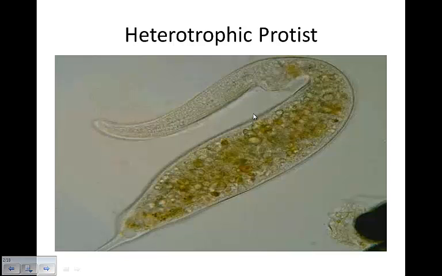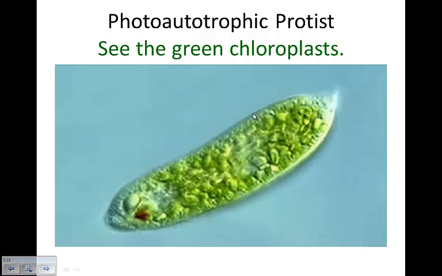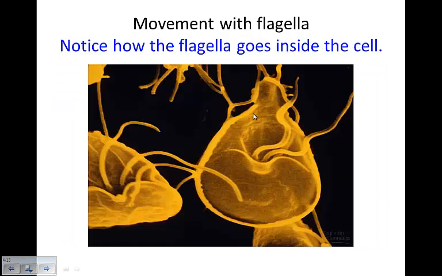So you can have heterotrophic protists that feed on other organisms. This includes the animal-like protists, the protozoa or zooplankton. It also includes the fungus-like protists. We can have photoautotrophs, photosynthesizers, and these are the plant-like protists. These are the algae and the phytoplankton. You can see obviously the green chloroplast in there for the photosynthesis. We can also have mixotrophs, and they can obtain their energy either way. Thus the name mixotroph. Okay.